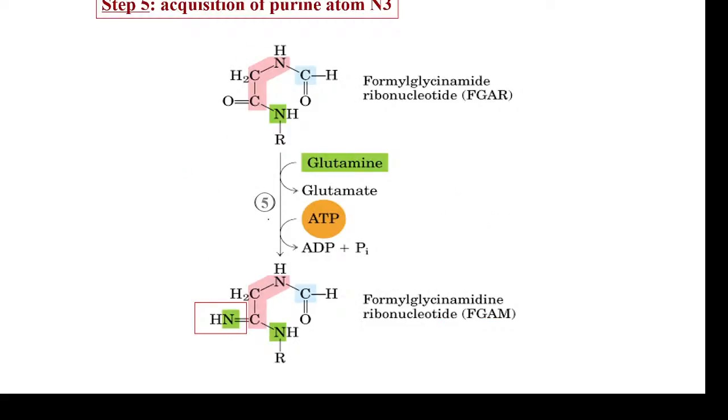In the next step, glutamine is going to transfer one more amine group, that is N3. Here again this requires ATP, so ATP is converted to ADP. Here formylglycinamidine ribonucleotide is formed. So this is FGAM. This is catalyzed by FGAM synthetase.